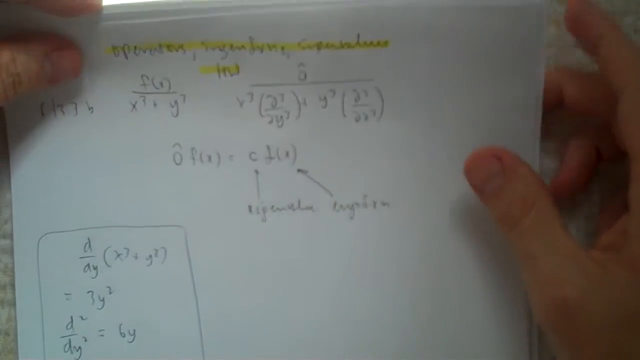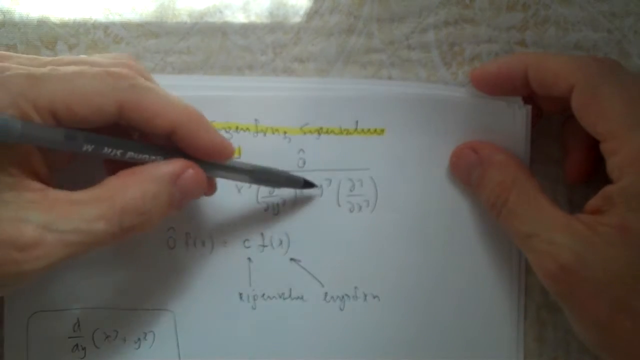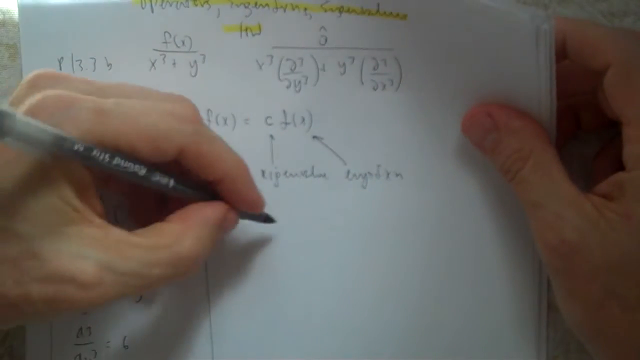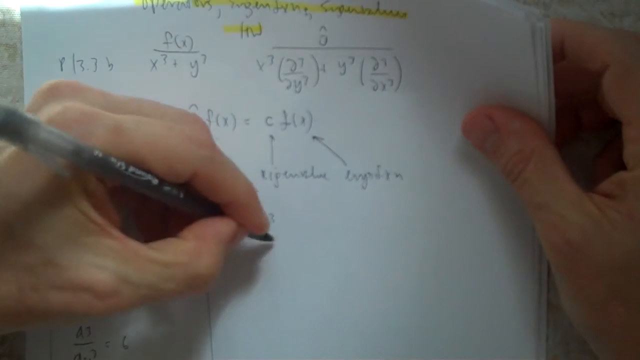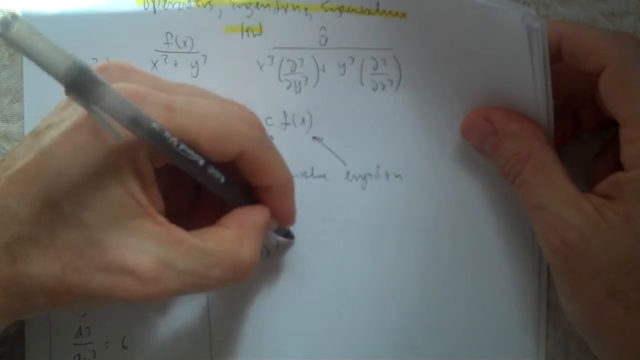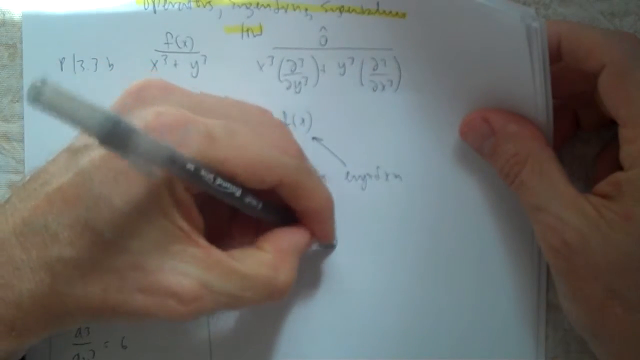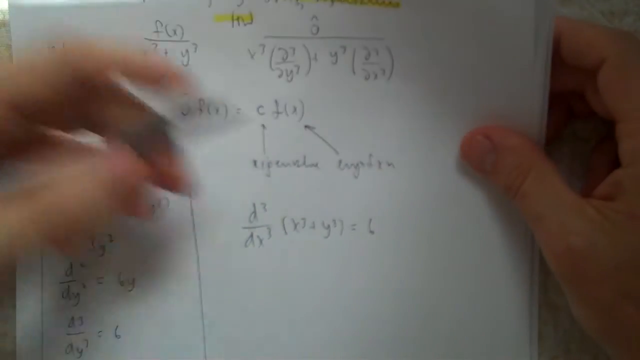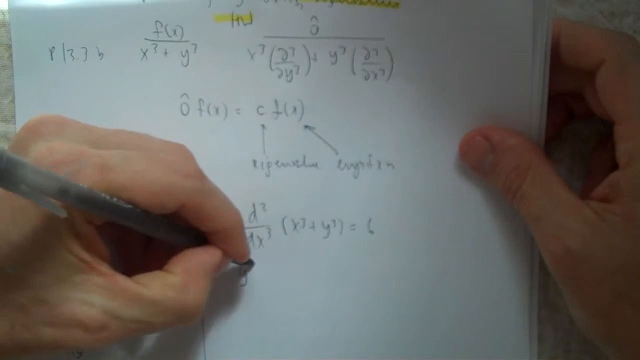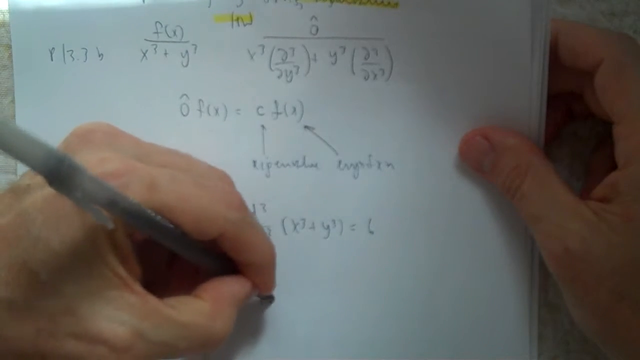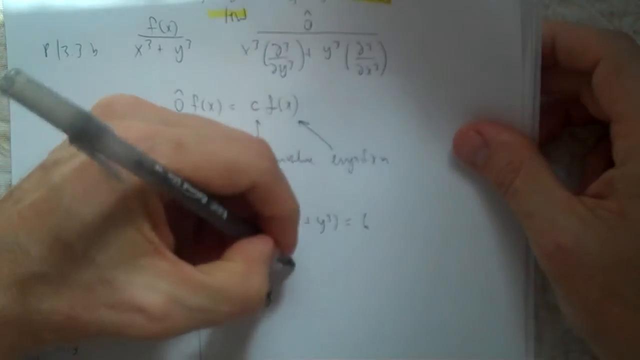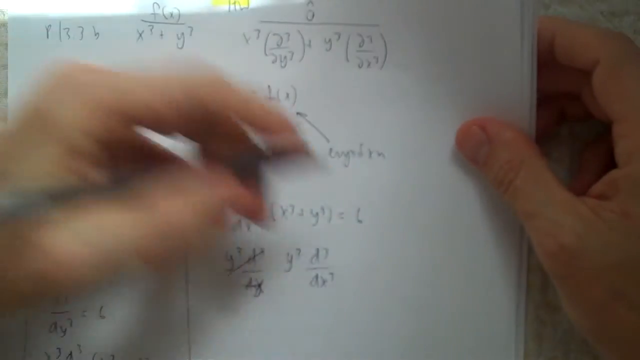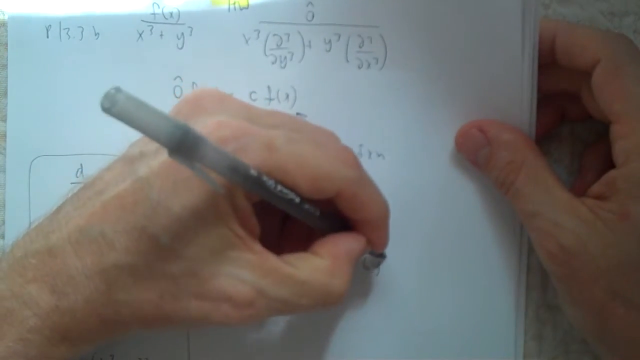Let's do the same for the second one. I think I can see where this is going. It's going to operate just like that, because the same thing is inside. The third derivative with respect to x of x cubed plus y cubed is going to be 6 again, for the same reasons we had before. And so y cubed times the third derivative with respect to x is going to be 6y cubed.